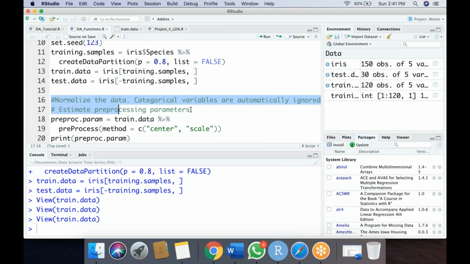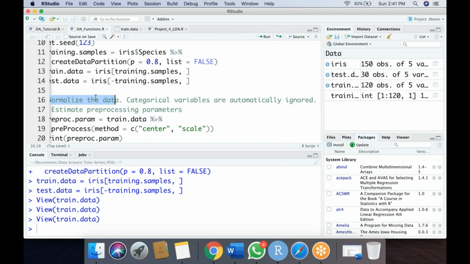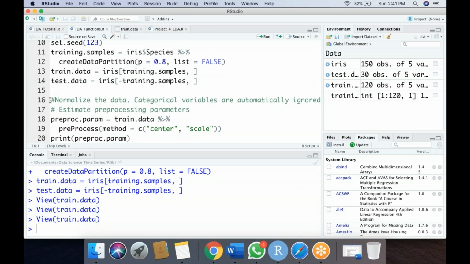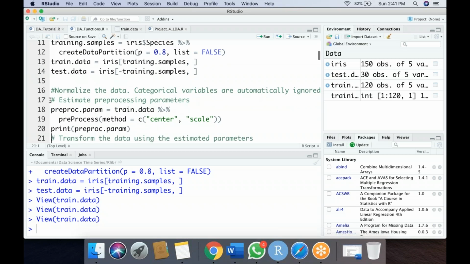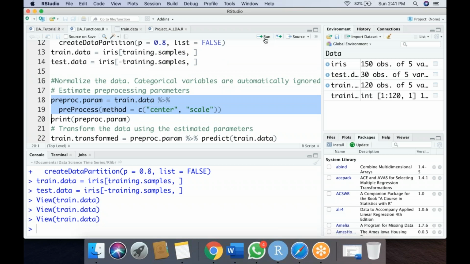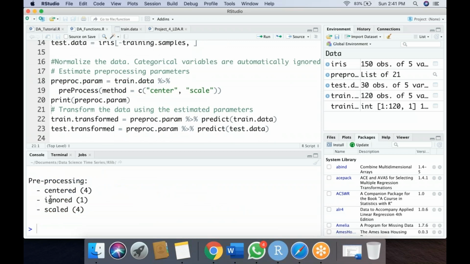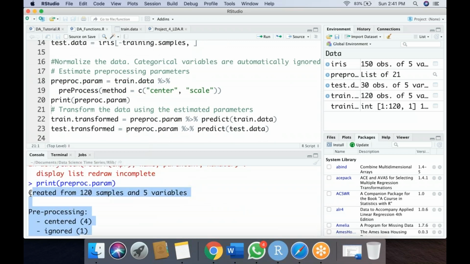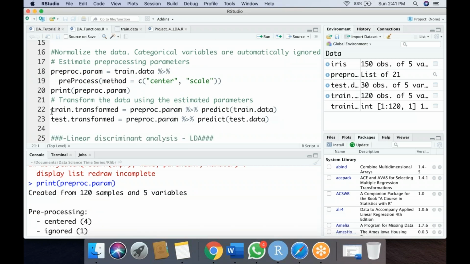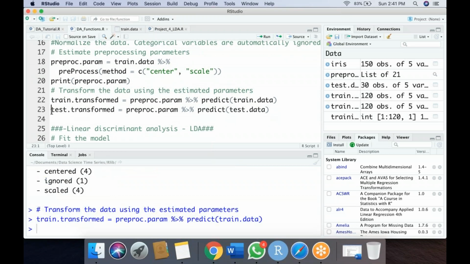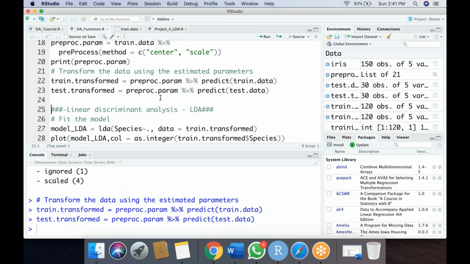So next, what we will do is normalize the data. The categorical variables are going to get ignored. So you can see what parameters have got ignored. That is the reason I have printed this. Then I am going for a quick transformation of the data, and I have created a transformed version of our test and train data.